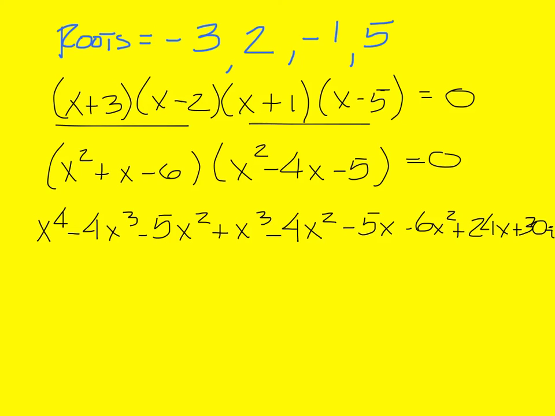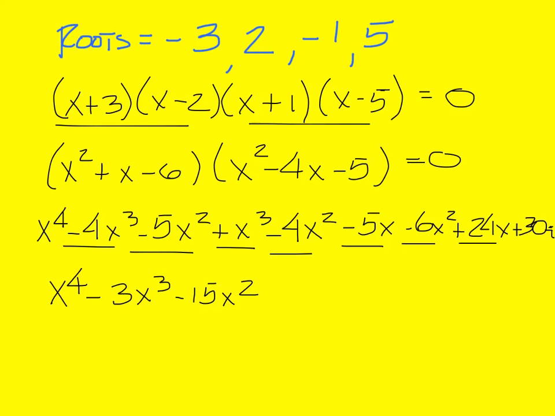Did anybody have that all the way through? Okay, so you should have x to the fourth, and then minus 3x to the third, and let's see, minus 11x squared minus 15x squared, and minus 5x plus 24x is plus 19x, and then plus 30. If you had that, come on up.